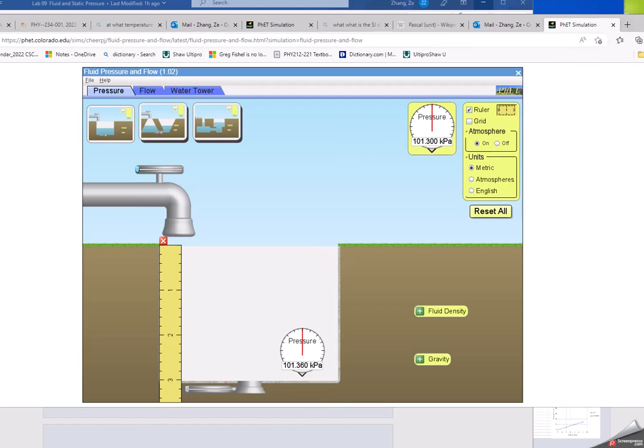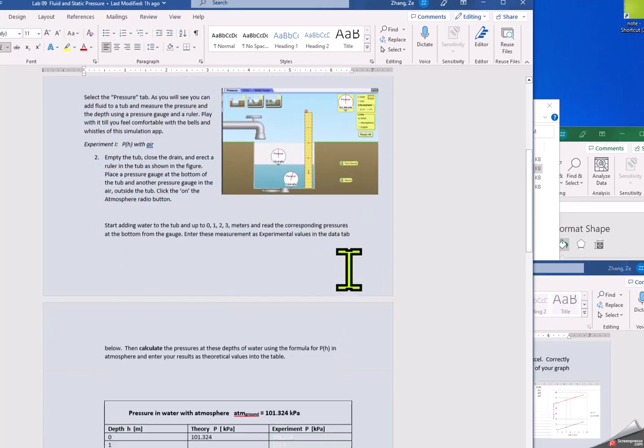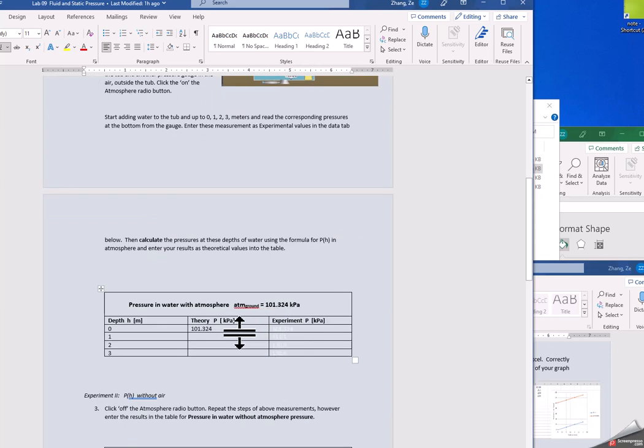All right, so then let's see. You enter this into no water, 101. You just put in this part. And then you also do the theory, the theoretical calculation you will do.